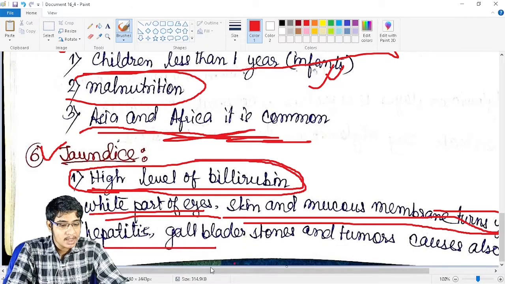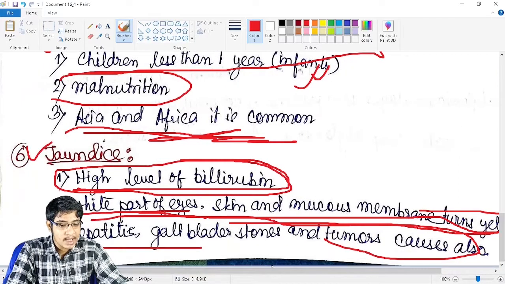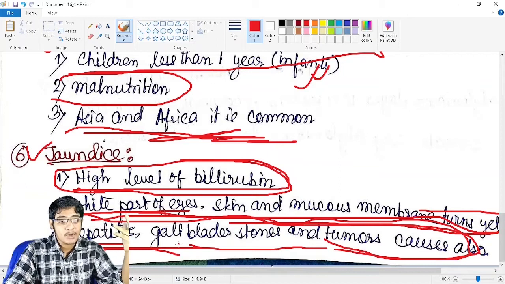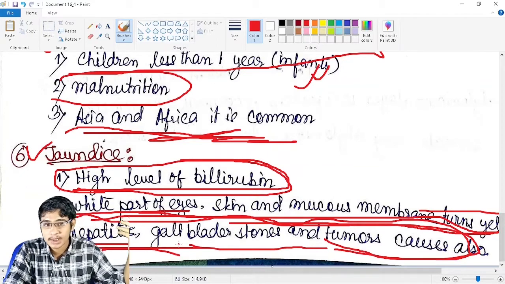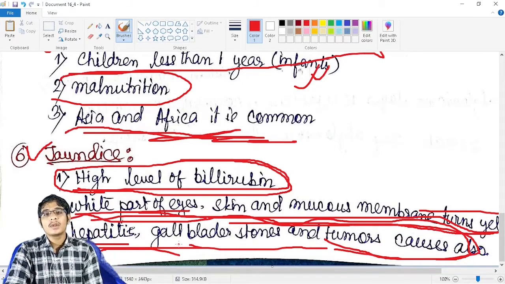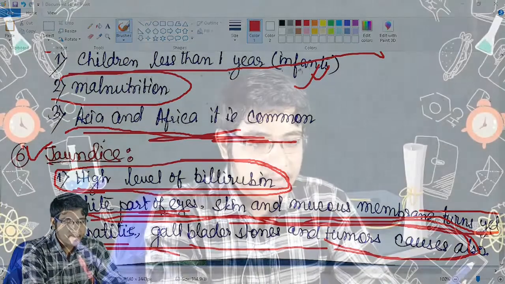Next, hepatitis, gallbladder stones, and tumors. These three things may also cause jaundice. Hepatitis, gallbladder stones, and tumors also cause it, rather than malfunction of the digestive tract. Besides that, we have three more diseases: hepatitis, gallbladder stones, and tumors. These three diseases may also cause jaundice. So the series of digestion and absorption ends here.